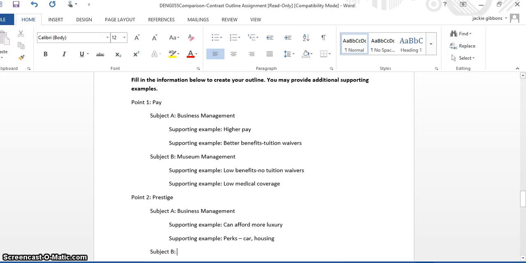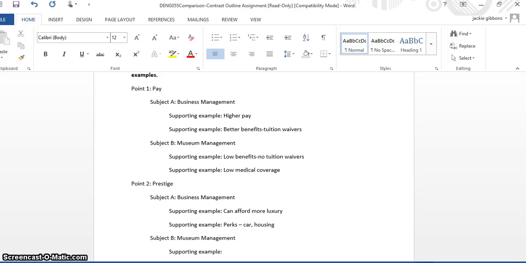And then subject B, the museum management. I had that there were no perks, and I might even have to pay for my own. I guess I should put these in order. So the first one up there was can afford more luxury, and here, can't afford luxury. I might even have to work another part-time job to afford the luxury that I want.